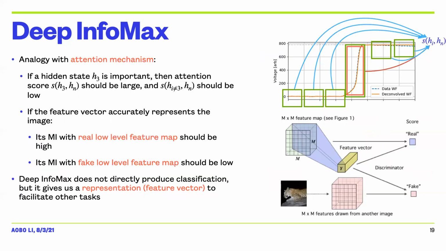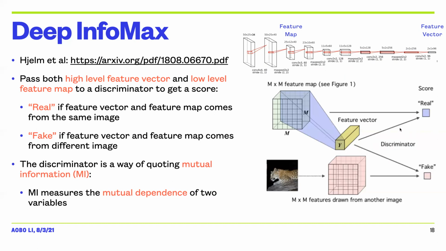The idea of DeepInfoMax is that if the lower-level feature map and higher-level feature vector are from the same image, then their mutual information should be high, meaning that they are highly dependent. If the feature map and feature vector are not from the same image, then their mutual information should be low, which means they are mutually independent. That's why they have a low mutual information.